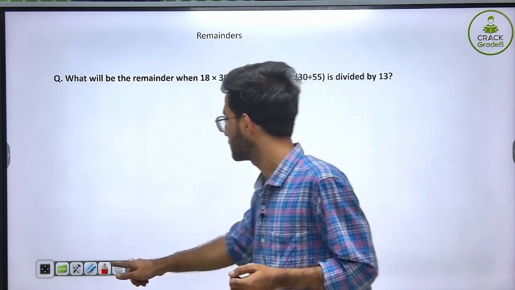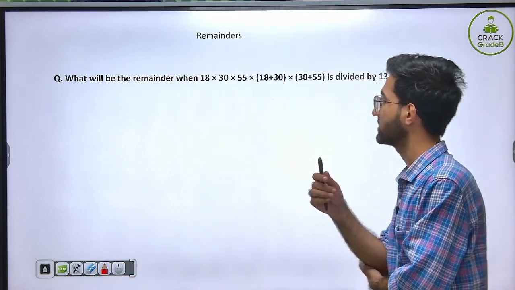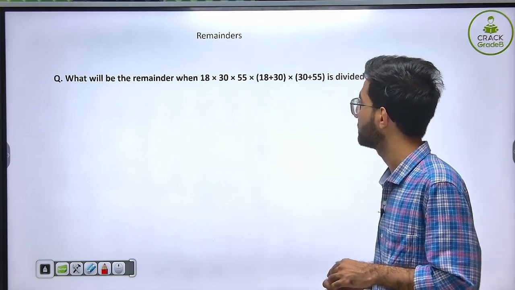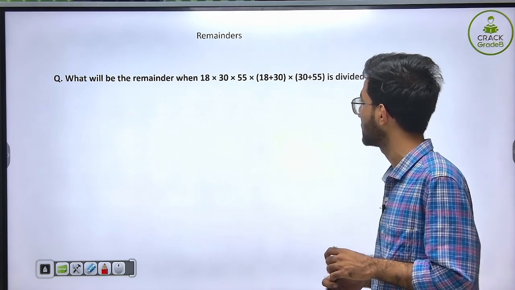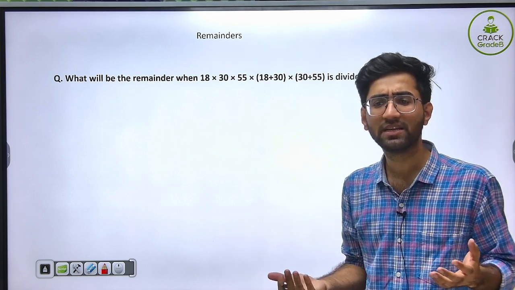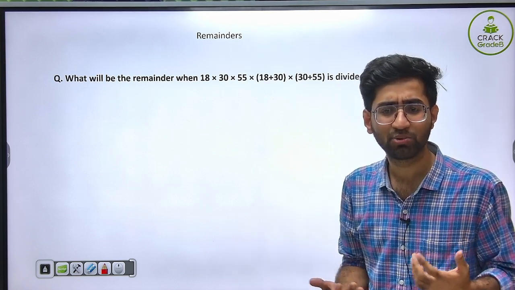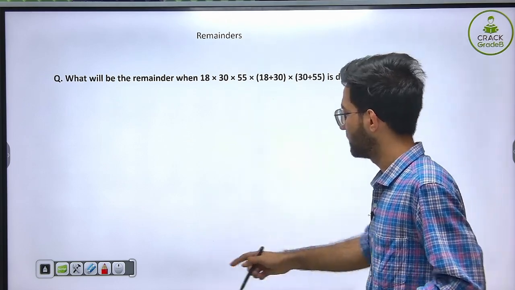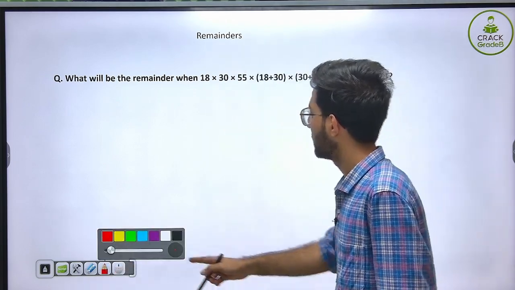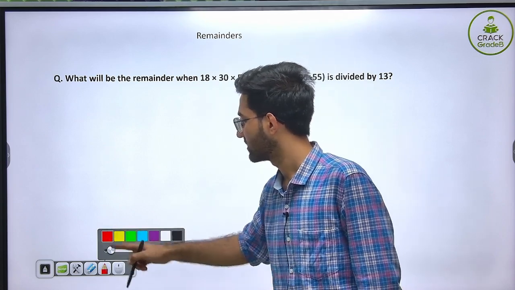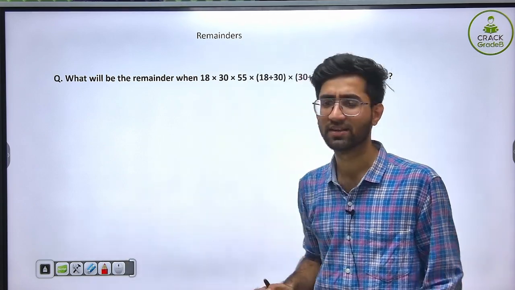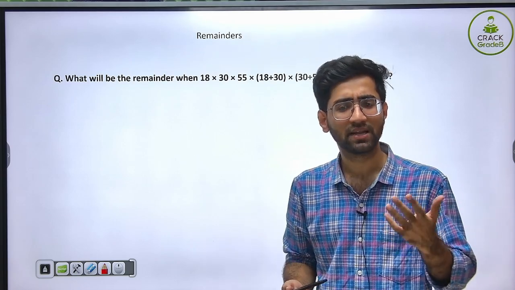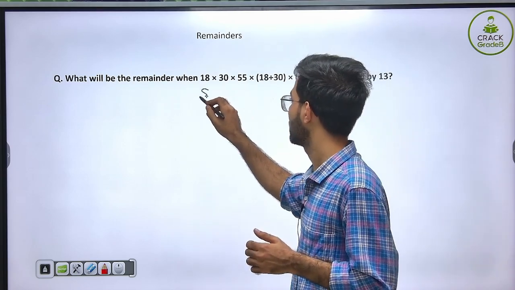Okay, now we will solve this question. The question says, what will be the remainder when 18 into 30 into 55 into 80 plus 30 into 30 plus 55 is divided by 13? How do we solve this question? Again, the approach is very simple. See, if you divide 18 by 13, what do you get as remainder? Now try to answer without using a calculator. If you divide 18 by 13, you will get remainder 5, right? So simple, 5.